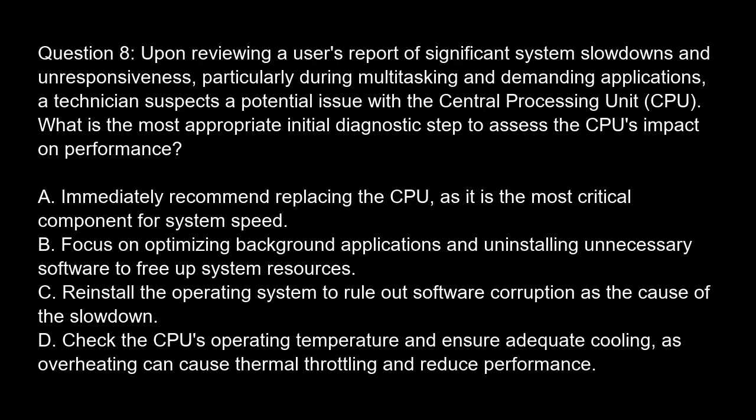Option A. Immediately recommend replacing the CPU, as it is the most critical component for system speed. Option B. Focus on optimizing background applications and uninstalling unnecessary software to free up system resources. Option C. Reinstall the operating system to rule out software corruption as the cause of the slowdown. Option D. Check the CPU's operating temperature and ensure adequate cooling, as overheating can cause thermal throttling and reduce performance.